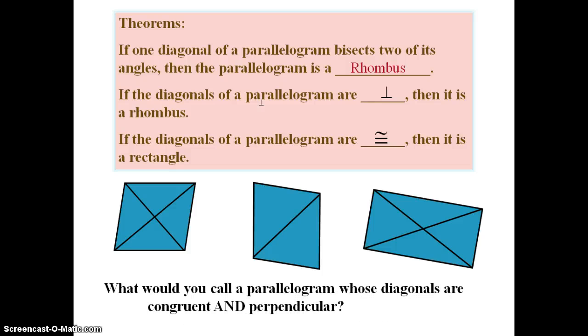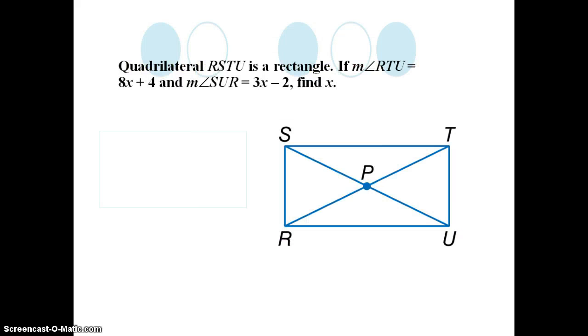What would you call a parallelogram whose diagonals are congruent and perpendicular? So what would you call a parallelogram that's both a rhombus and a rectangle? You would call it a square. Alright, so let's try some problems.